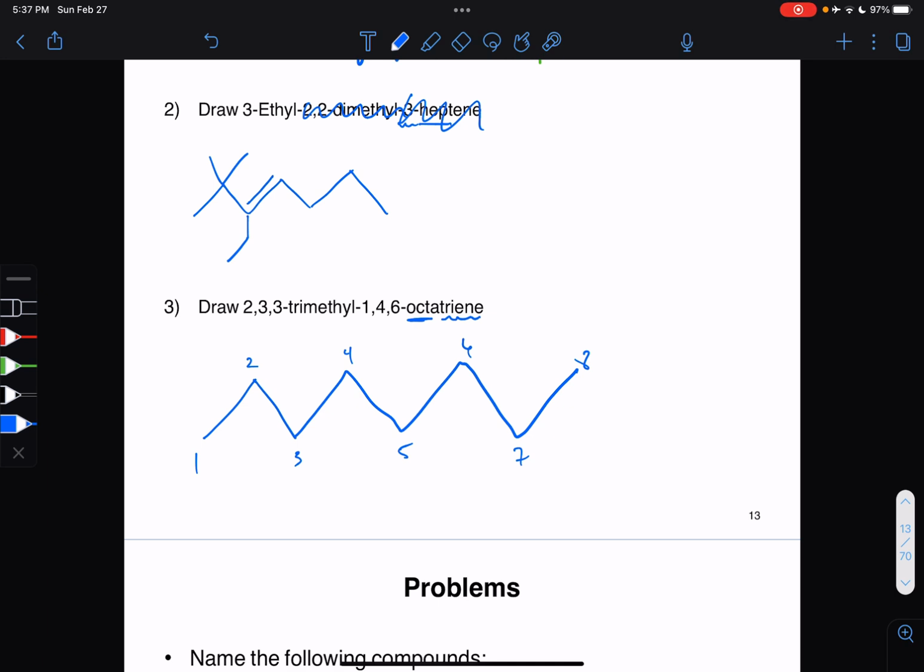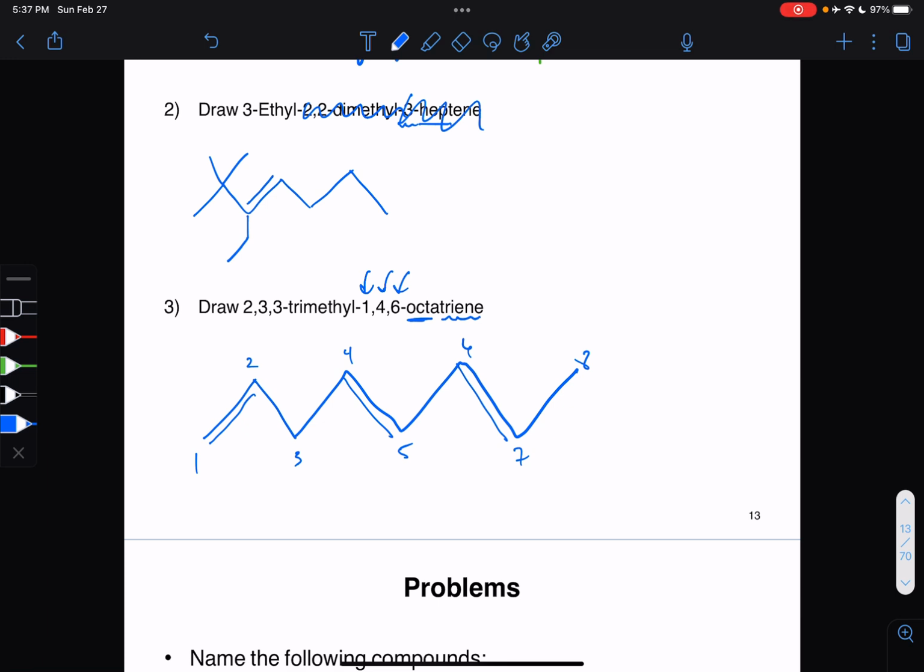Where are they? They start at carbons 1, 4, and 6. So we just go ahead and draw those in. So between carbons 1 and 2, we've got a double bond. Between carbons 4 and 5, we've got a double bond. Between carbons 6 and 7, we've got a double bond. Okay.